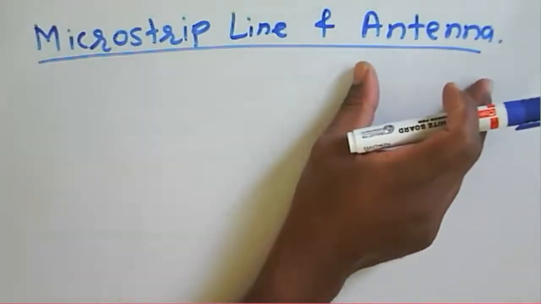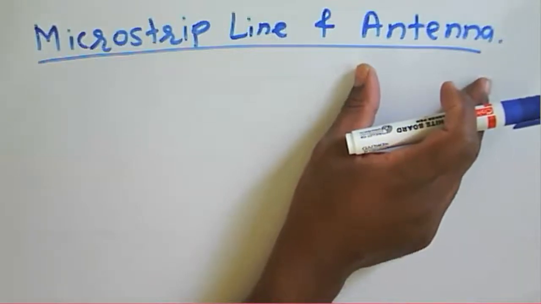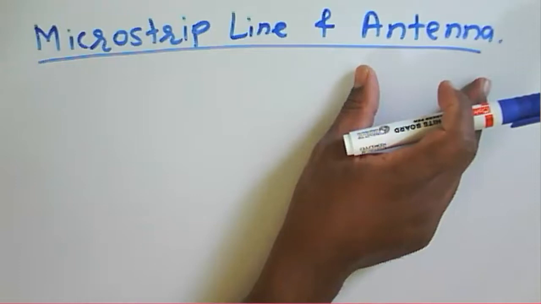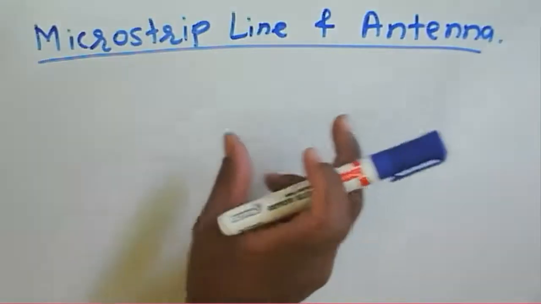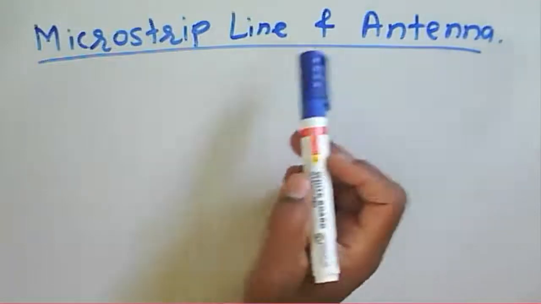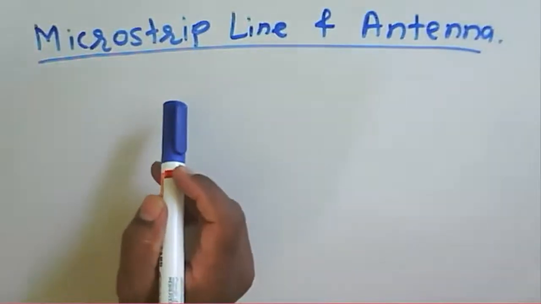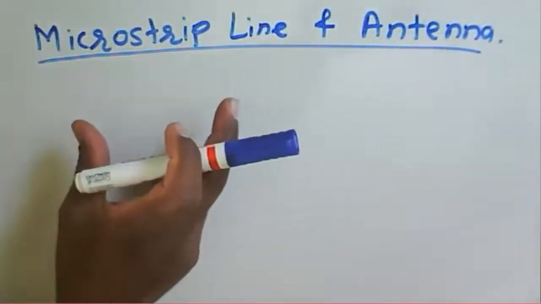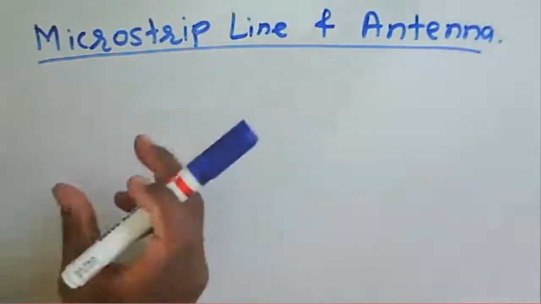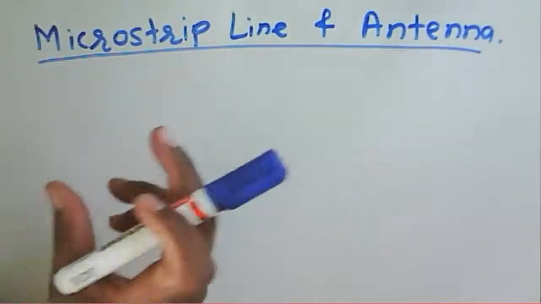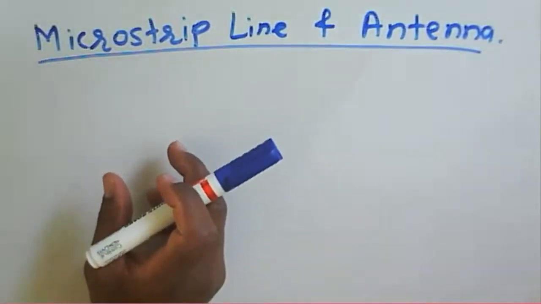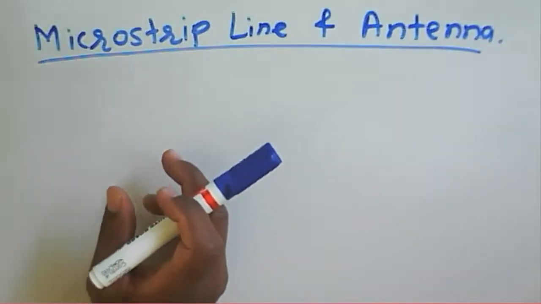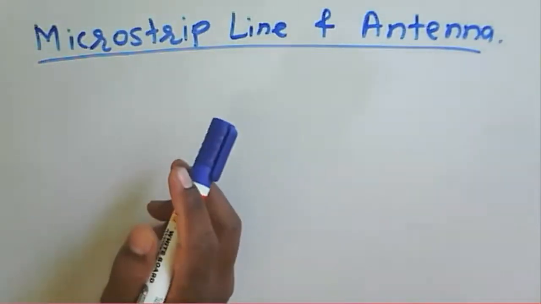And then another topic we learn here is the antenna, in which we will learn the horn antenna, dish antenna, and microstrip antenna. First of all, we start with the microstrip line, and then we discuss what the various strip lines available are, and what the characteristics of those lines are.